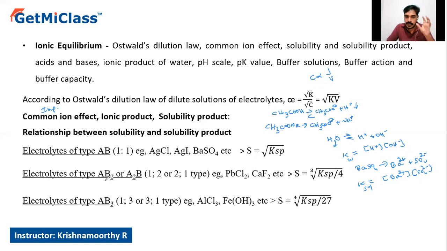Similarly, for salts of type AB2 or A2B, meaning 1:2 or 2:1 type. For example, PbCl2, CaF2, CaCl2, etc. You can find out solubility by using the formula cube root of K solubility divided by 4. Similarly, for salts of type AB3, the well-known example, aluminium chloride AlCl3 or Fe(OH)3, etc. In such a case, solubility S is equal to fourth root of solubility product divided by 27.